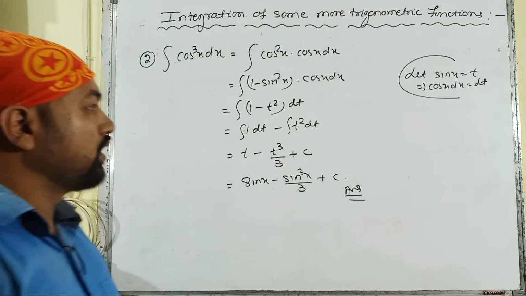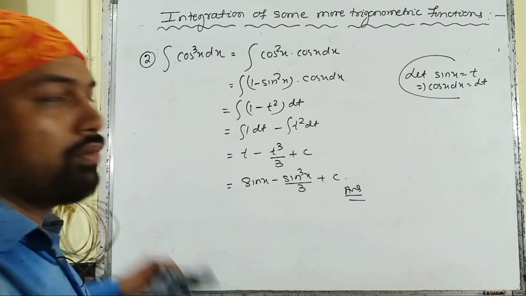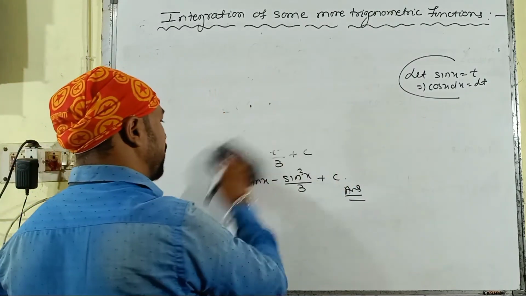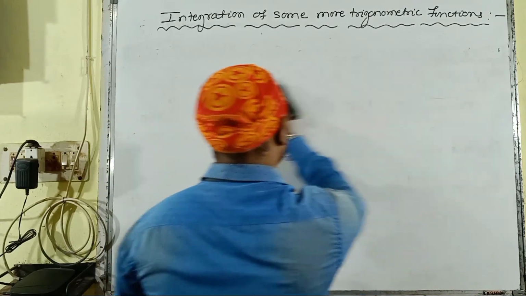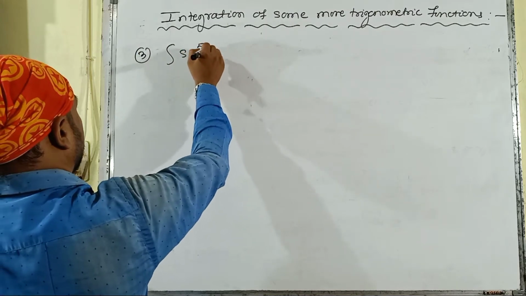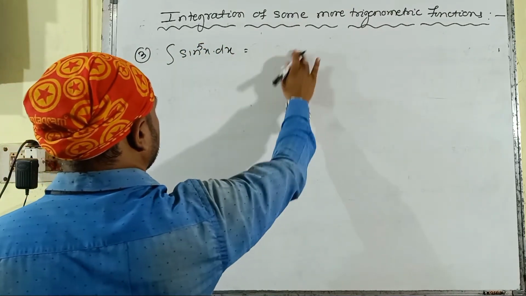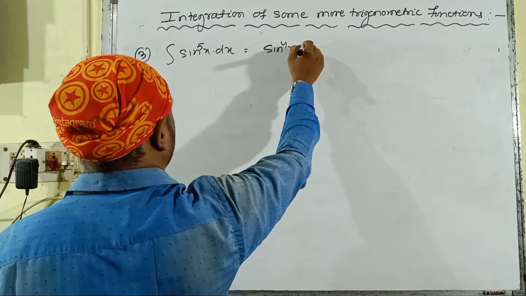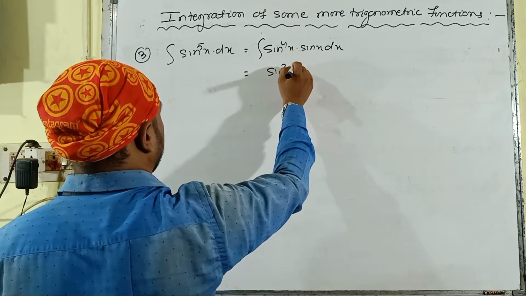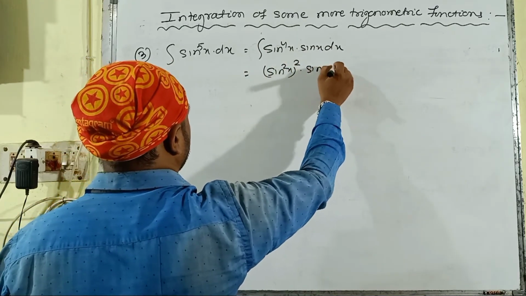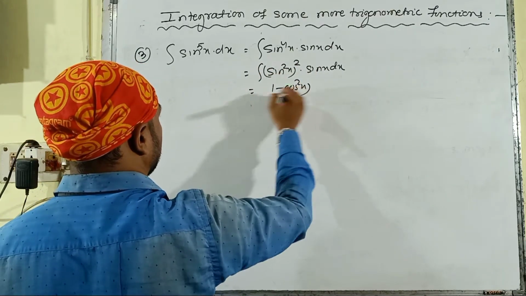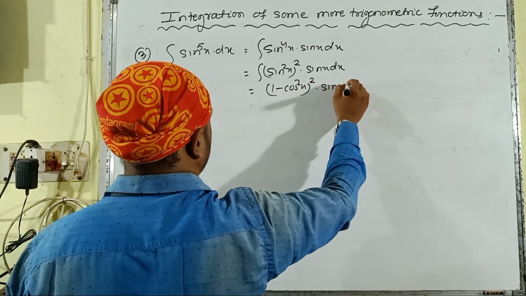Then proceeding to the third problem of this current video session, taking the powers as 5 both of sin x and cos x here. Integral of sin to the power 5 x dx, so it will be sin to the power 4 x sin x dx, then it will be sin square x to the power 2 sin x dx. In place of sin square x we put 1 minus cos square x and its whole square, sin x dx.